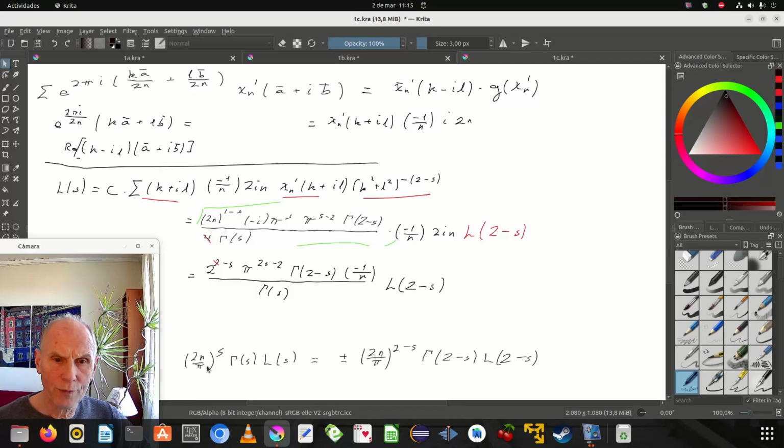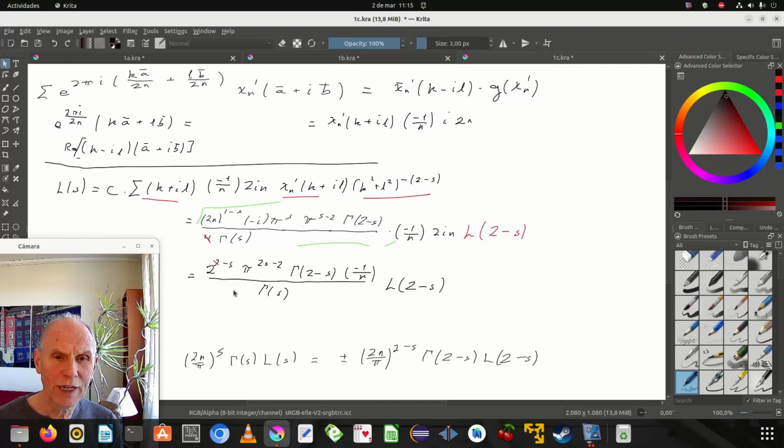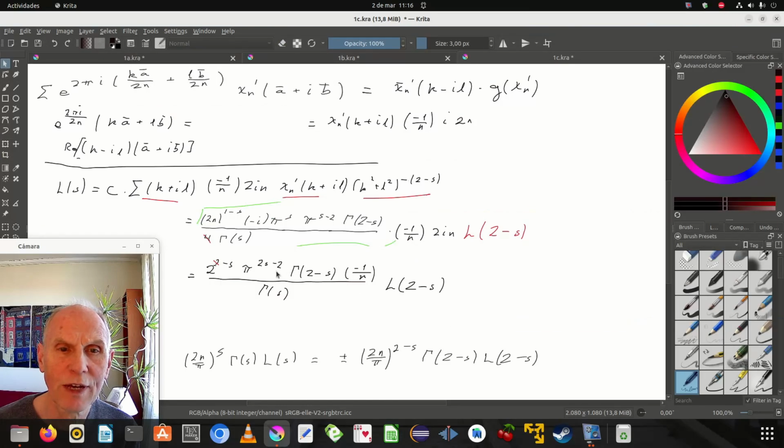So, we multiply gamma s and 2n to s. I don't get that at all. There's a factor n missing here. All right. So let's just see what I get first, and then it's easier to compare.